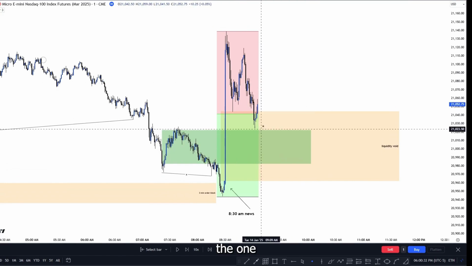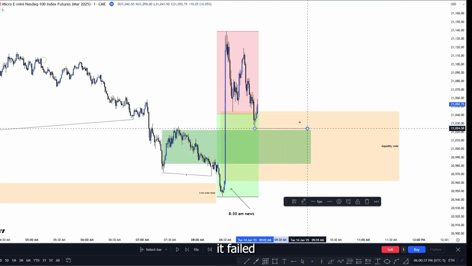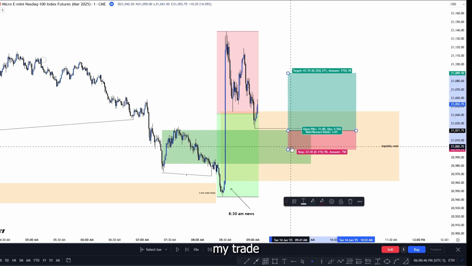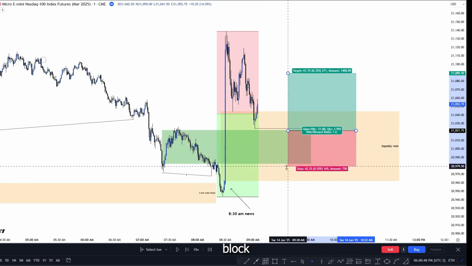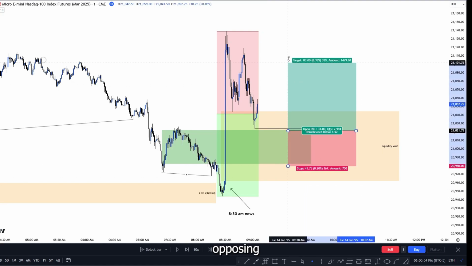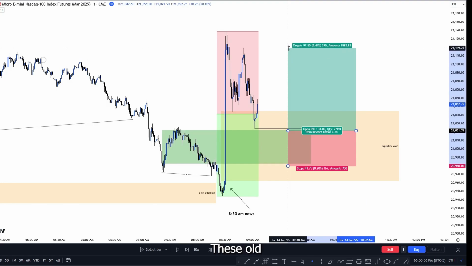And now we are on the 1 minute time frame. As you can see right here, price left this liquidity low, but it failed to tap inside of our 5-minute breaker block. So I want to place my trade right at the open of this order block and place my stop loss right below the order block. And I'm targeting opposing sides of liquidity, these old highs right here.